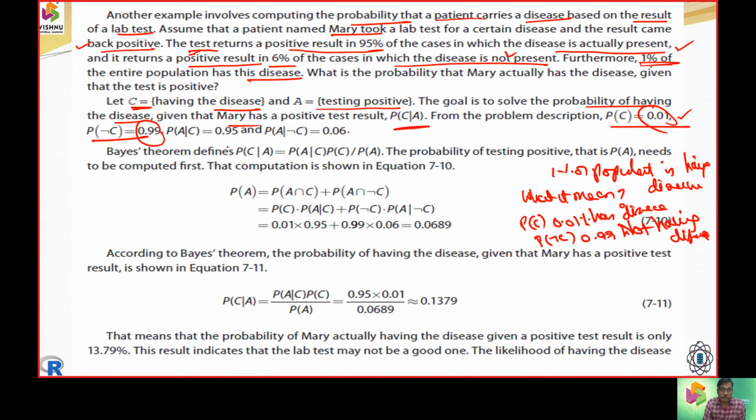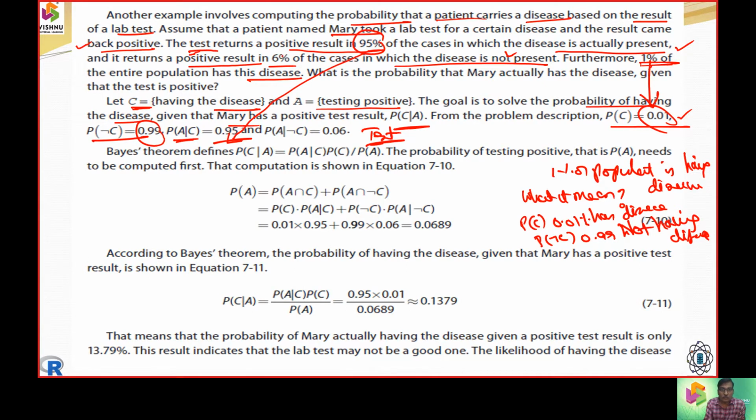Now, second thing, let us talk about the test report. In this test report, we talk about the occurrence of A given C. How much is the occurrence? We get 95% occurrence, and we give this value as 0.95. So the people who are positive, the test report is also telling they are positive. Therefore, that occurrence is going to be 0.95.